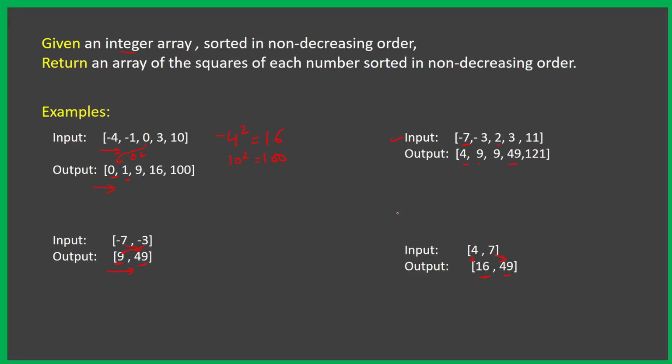So I hope you have understood the problem. The problem is you are given an integer array and the output should be the square of each element, and all the elements in the output array should also be sorted in non-decreasing order. And you can have a mix of 0, positive and negative elements in the input array. So let's understand the solution for this question.